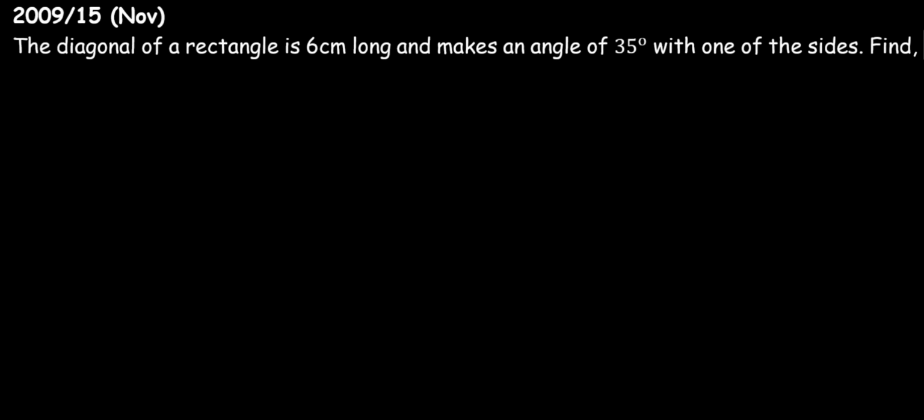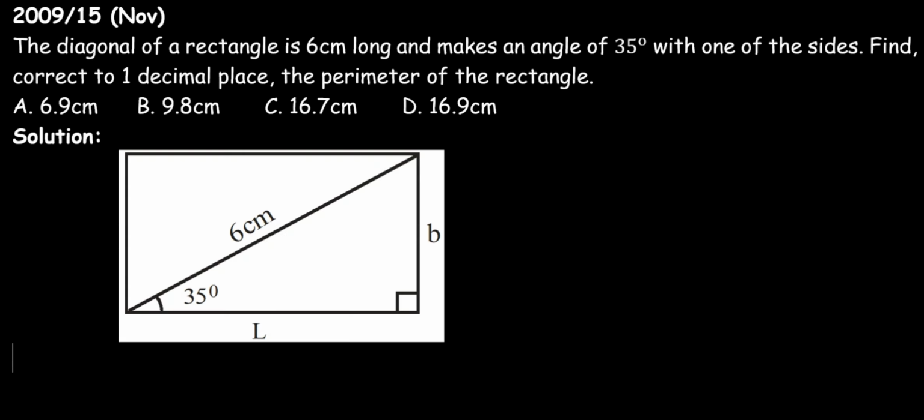Another example, 209/15 November. The diagonal of a rectangle is 6 cm long and makes an angle of 35 degrees with one of the sides. Find correct to one decimal place the perimeter of the rectangle. The options are given. Solution. The given problem is sketched in the diagram below.